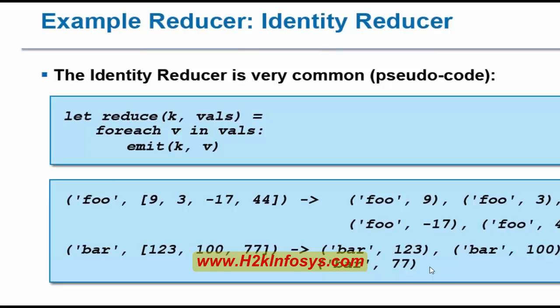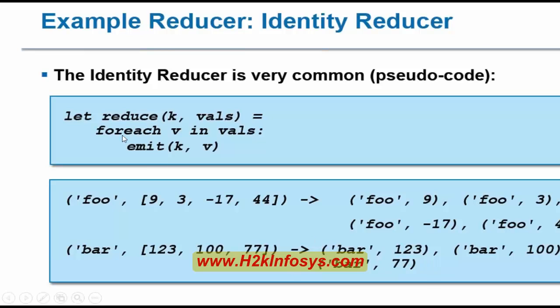And also the identity reducer is very common. The identity reducer is the default reducer. So there is a default mapper and a default reducer, and they are called identity mapper and identity reducer. In the sense, even though I don't write my reducer logic, there will be something called an identity reducer internally, and it will do some reduce and generate the output.